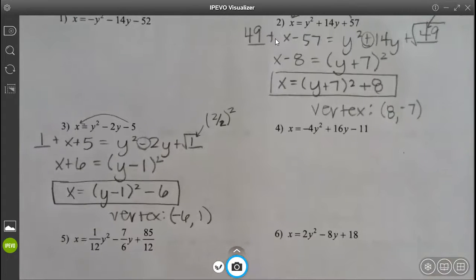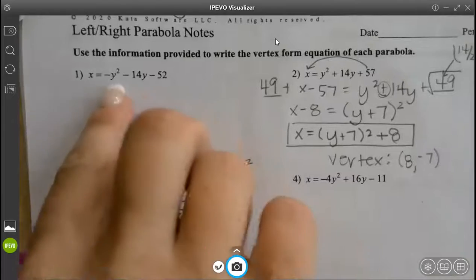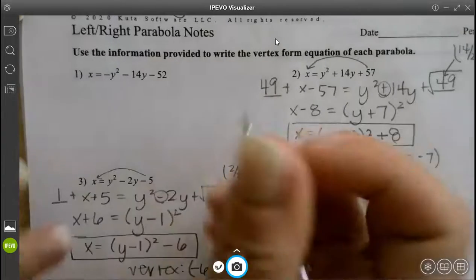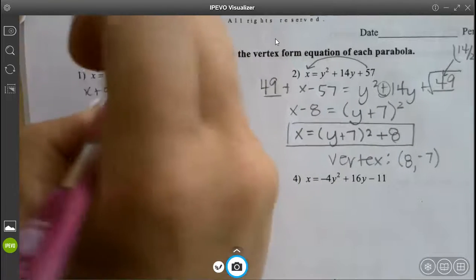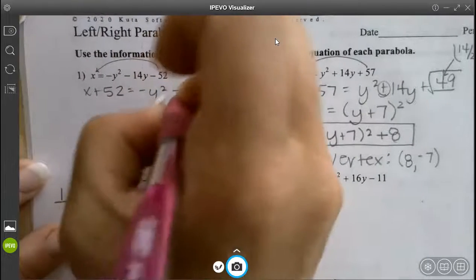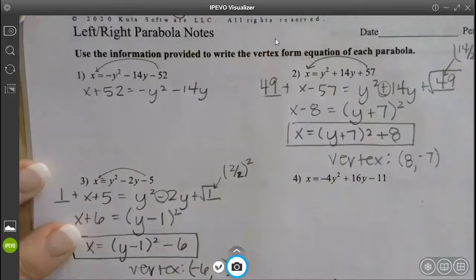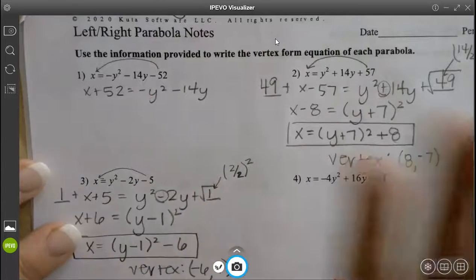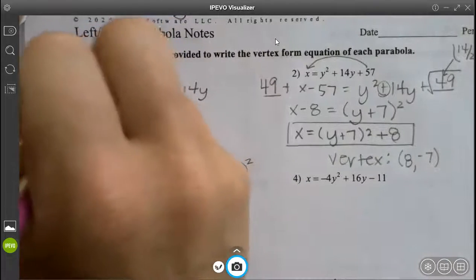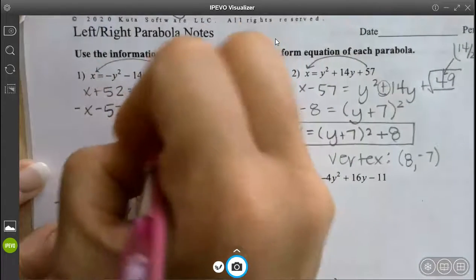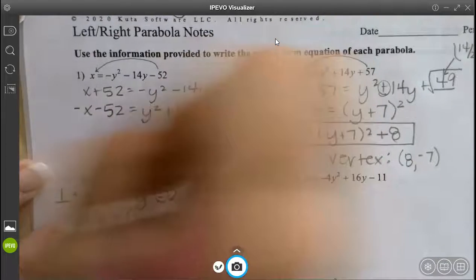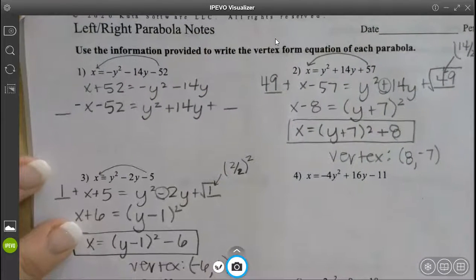All right, we're going to jump back up to number 1. Just like before, we don't want that negative, so we're going to take that negative out in just a minute. So move that 52. To take this negative out, all you do is change all the signs. So change everything that you see, divide everything by -1. So change the x to negative, change the 52 to negative, the y squared goes to positive, the 14 goes to positive, and now we can put our blanks in.